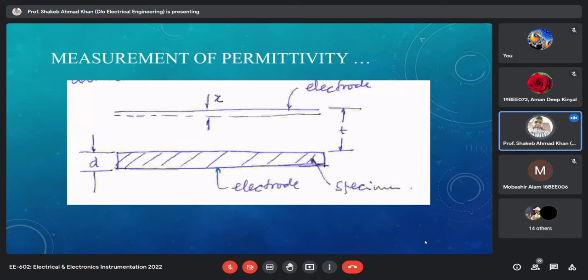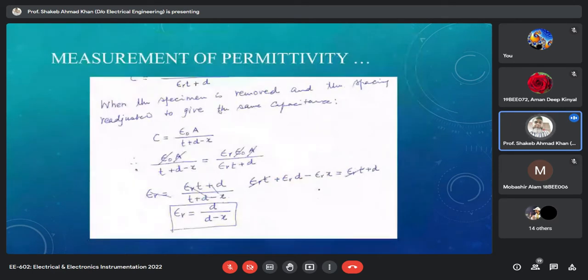You have to slip the material in and then adjust the distance between the electrodes, and that's all. And for measurement, you have to measure the thickness of the sample and the adjustment in the movable electrode. And then the formula, you can see, is a very simple formula. With the help of these two readings, you can calculate the relative permittivity of the sample.